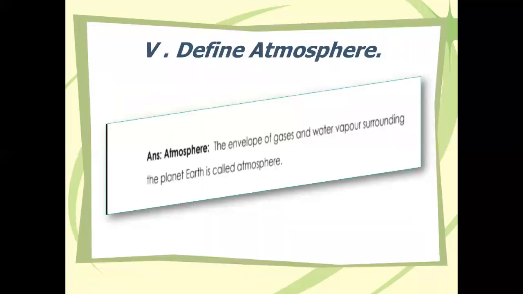Question number 5, define atmosphere. The envelope of gases and water vapor surrounding the planet Earth is called atmosphere. All the gases which are present in the surrounding of the Earth, or in other words, which surround the Earth, are called atmosphere. And we learned the different layers of the atmosphere, that is troposphere, stratosphere, mesosphere, and thermosphere.